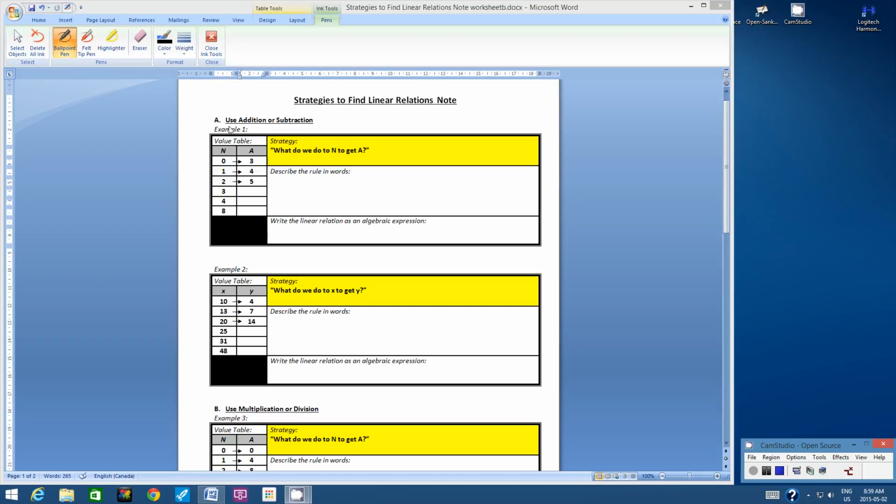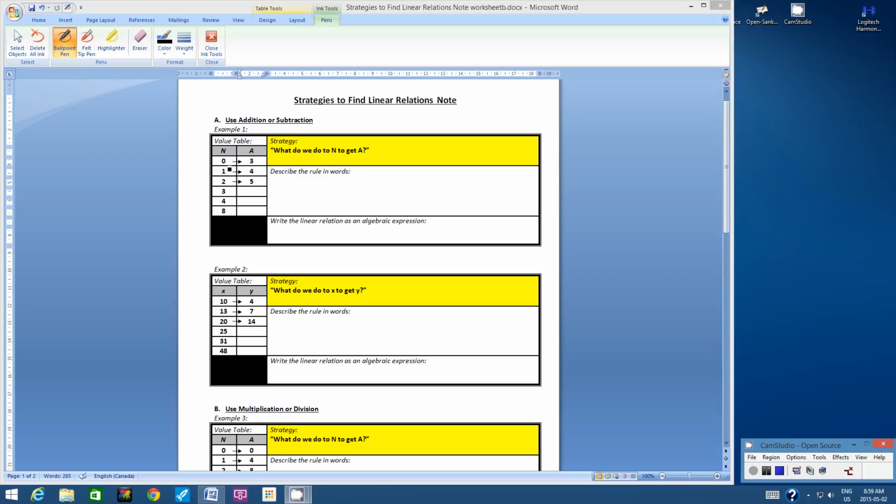Section A, there's a really big hint here. Use addition or subtraction. So I've got a T-chart here, okay? We've got the value table, we've got the N value, and we've got the A value. So here's the strategy, which I've highlighted in yellow. What do we do to N to get A?